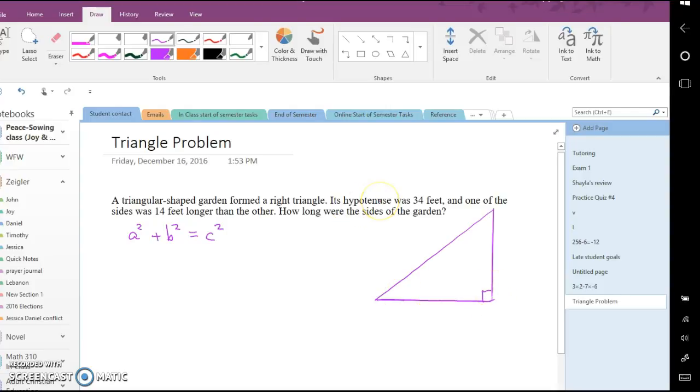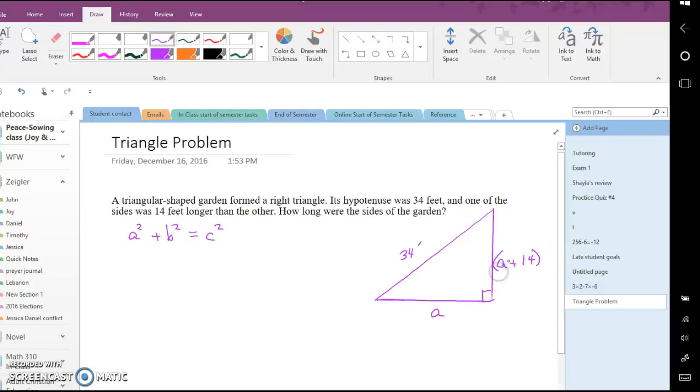In this case, the hypotenuse is given to us. It's 34 feet. So we have to figure out what the other sides are. One of the sides is 14 feet longer than the other one, so let's call one of them A, and the other is A plus 14.